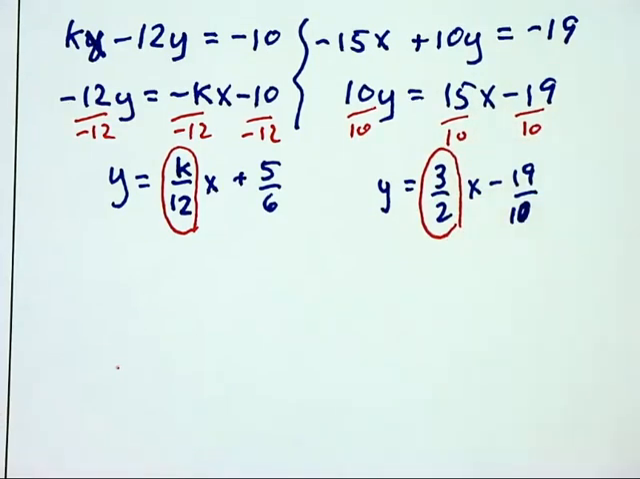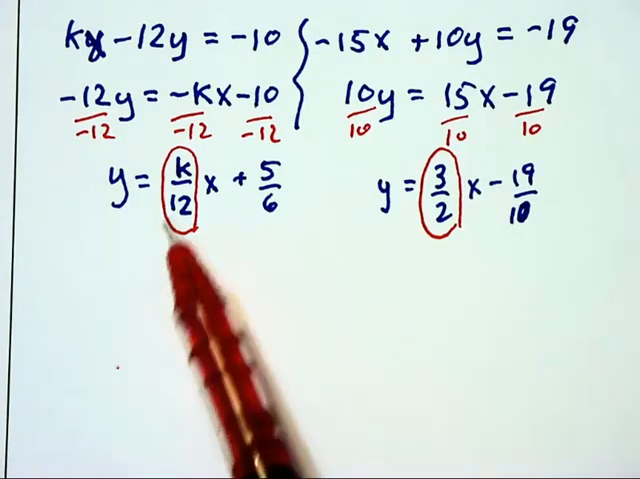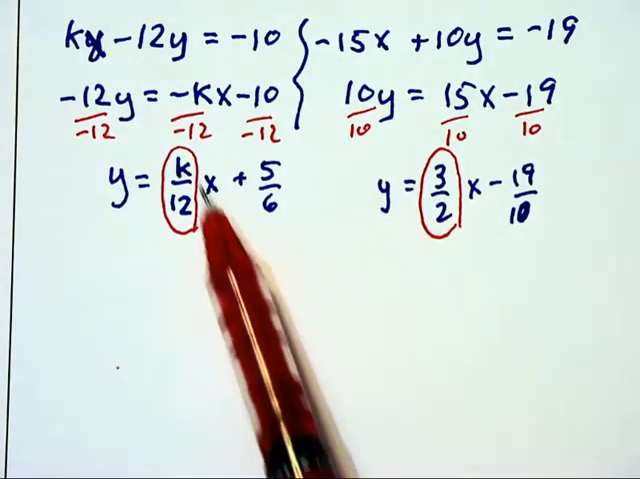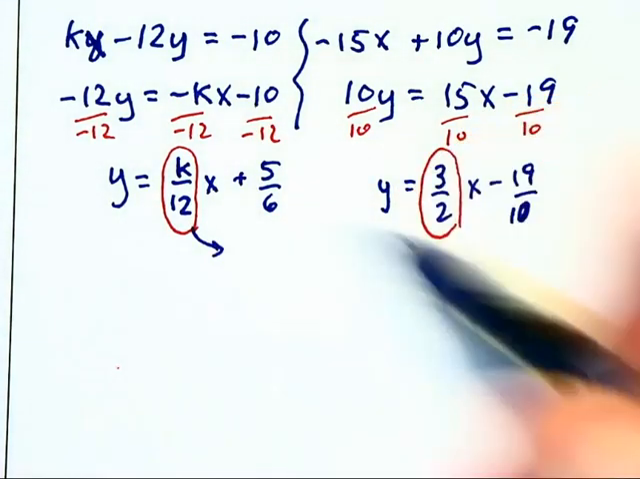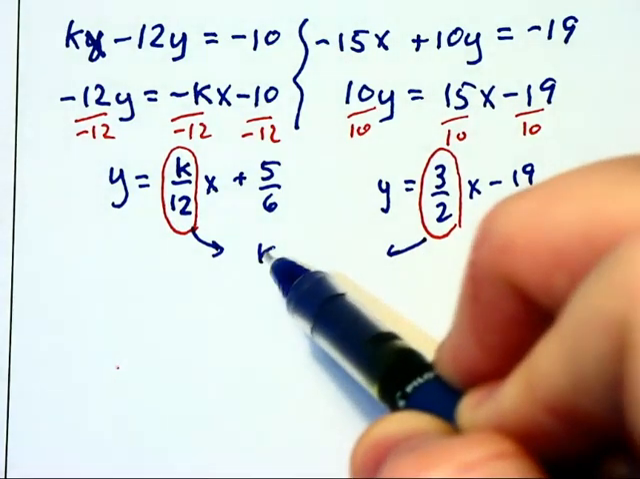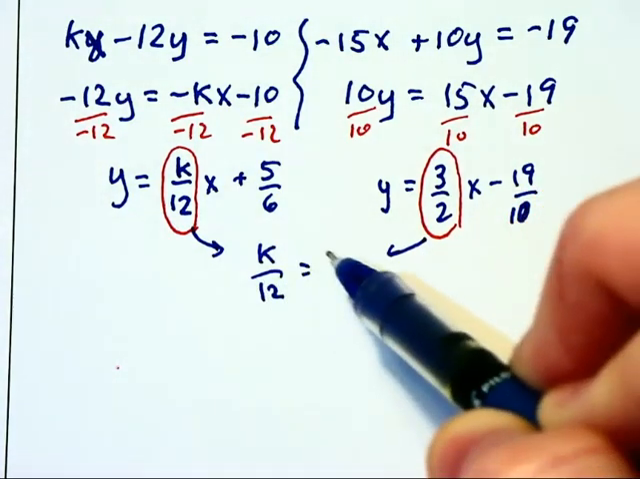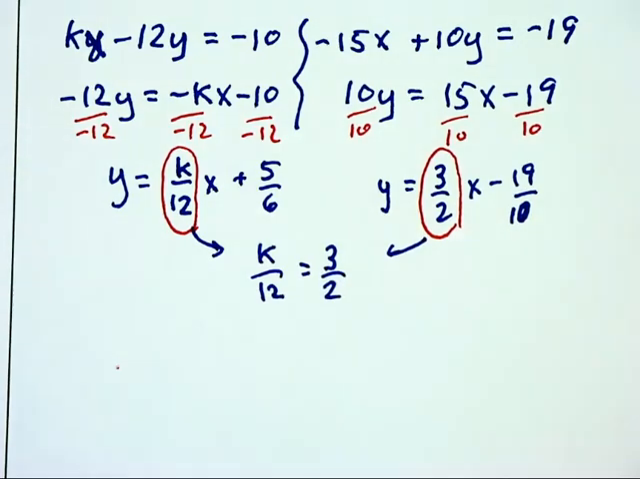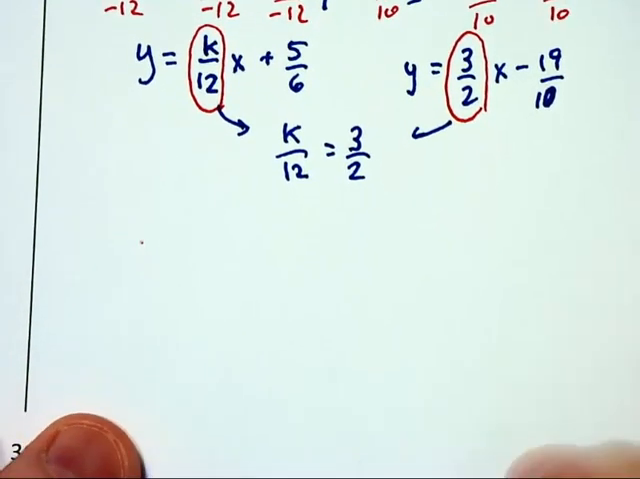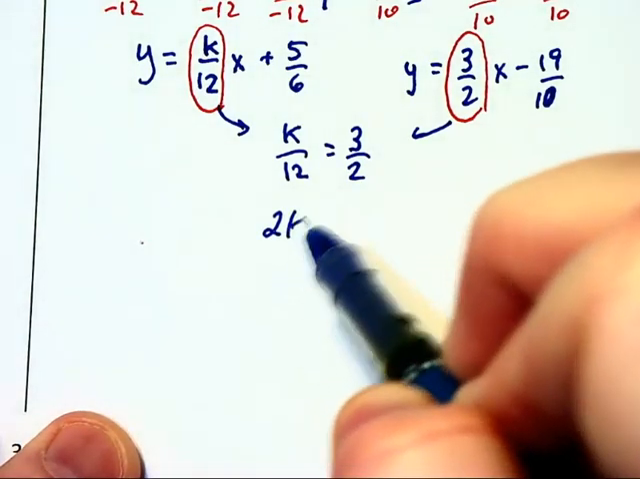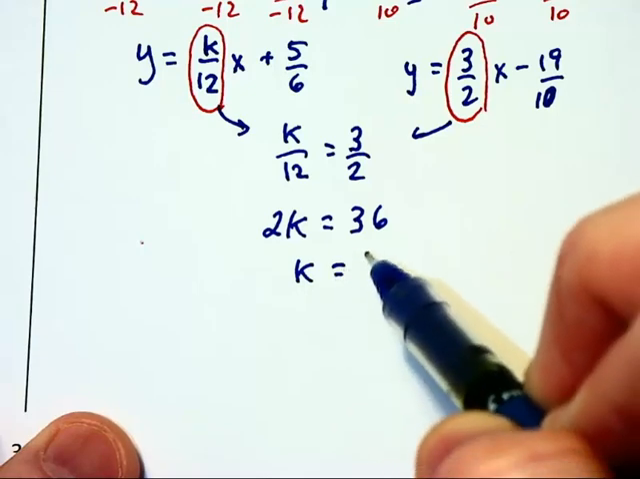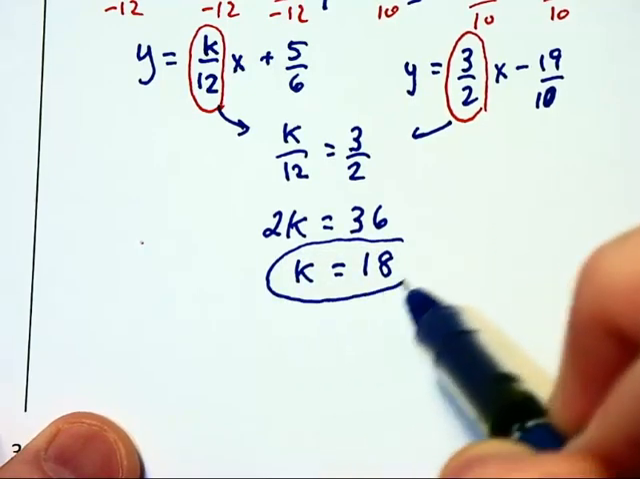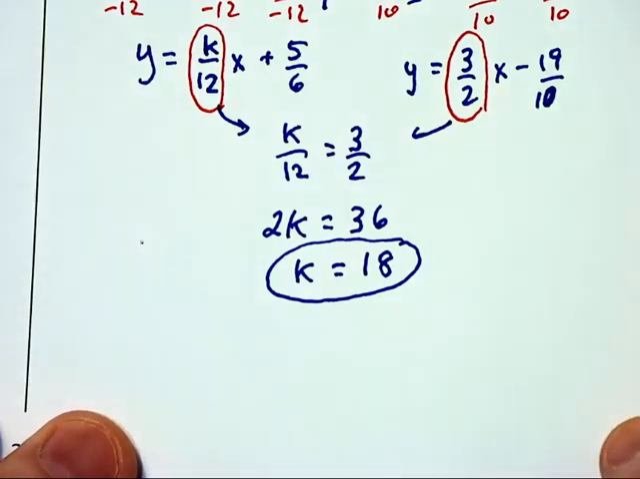We set up above that we want these to have the same slope, and we want to know for what values of k will these two slopes be the same. And that means I want to equate these two slopes and write k over 12 is equal to 3/2. Well, we can solve that very easily by cross multiplying. We will have 2k is equal to 36, and therefore k equals 18. In other words, when k is equal to 18, those two lines will be parallel, and therefore the system will have no solution.